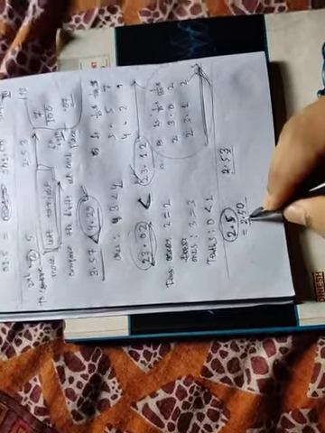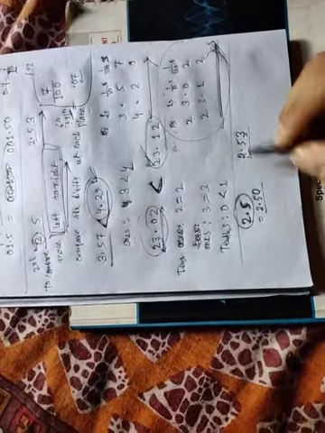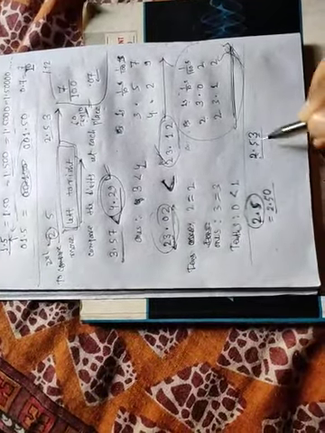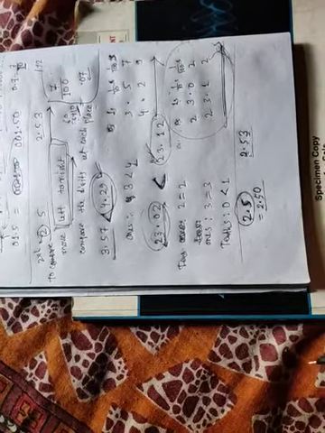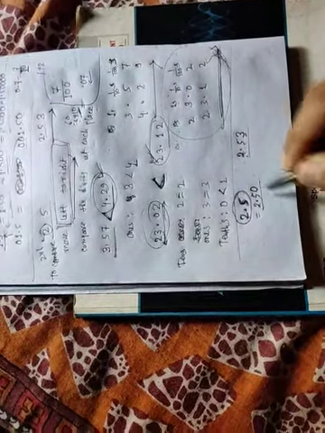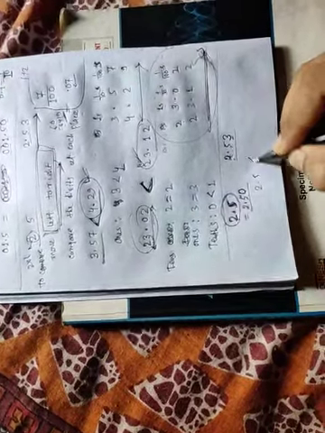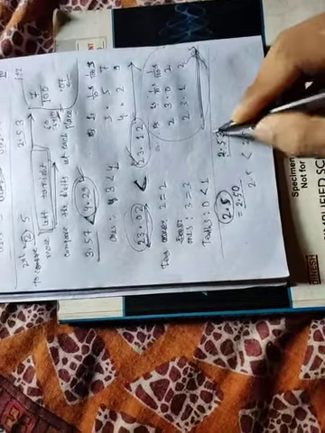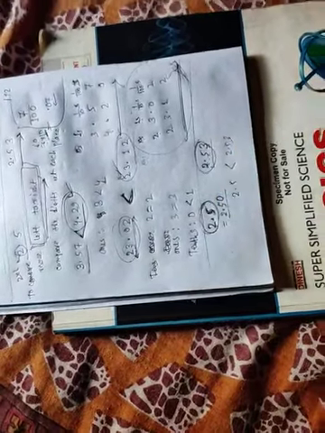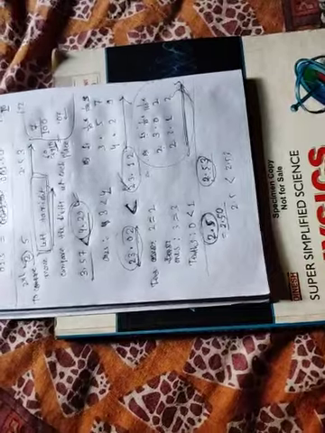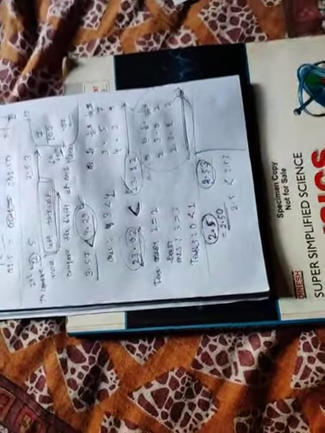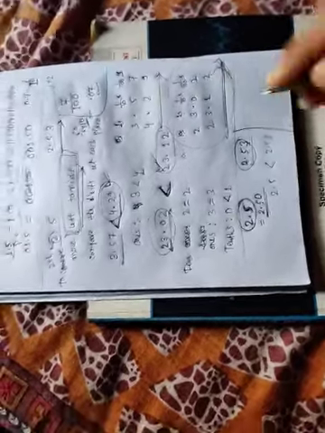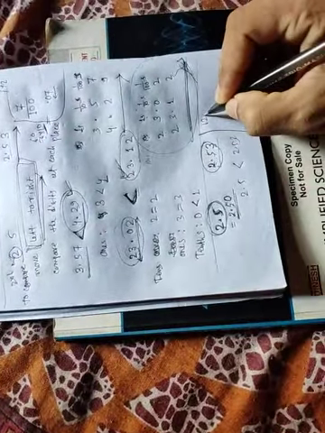So now compare: ones place same, tenths place same, hundredths place 3 is greater than 0. So this fraction is greater than this. That means 2.5 is less than 2.53. So this is greater than this. Clear? Here we have to use the equivalent decimal concept.